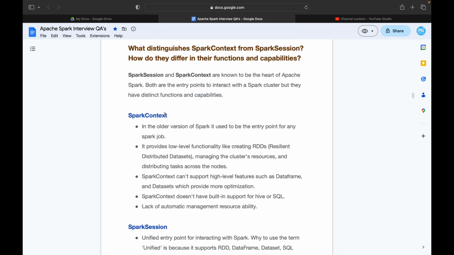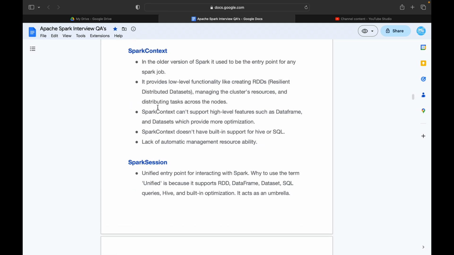First, we will start with Spark context, then we will try to understand what is Spark session, and finally the difference between those two. So Spark context, in the older version of Spark, used to be the entry point for any Spark job. It provides low level functionality like creating RDDs, and only RDD alone. You will be able to manage the cluster resources and distribute the tasks across the nodes. All those things will be taken care of by Spark context as well.